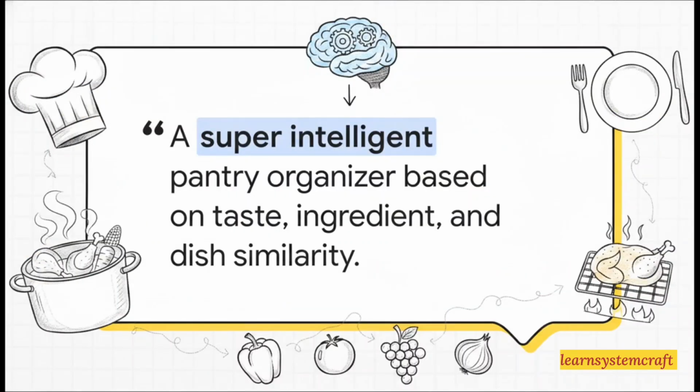Bringing this all back to our restaurant analogy for a second, a vector database is basically a super intelligent pantry organizer. It organizes everything based on taste similarity, ingredient similarity, and dish similarity. So even if the requested dish has a completely different name from what is written in the official recipe book, the system still finds the closest meaning match. It just knows that grilled poultry is essentially another way of saying chicken.